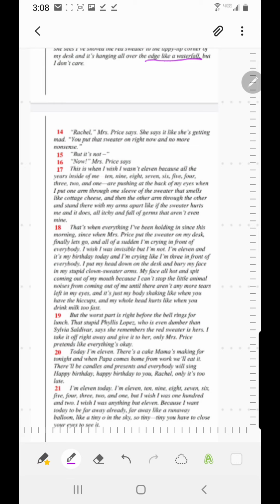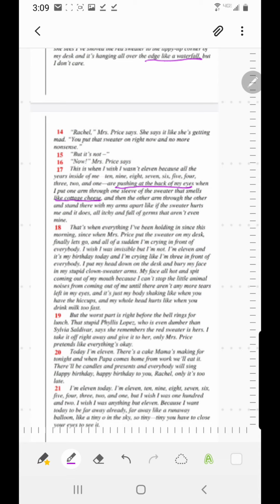Again, that great imagery that she's saying all of those years. When I put one arm through one sleeve of the sweater that smells like cottage cheese, and then the other arm through the other, and stand there with my arms apart, like if the sweater hurts me, and it does. Why would the sweater hurt her?